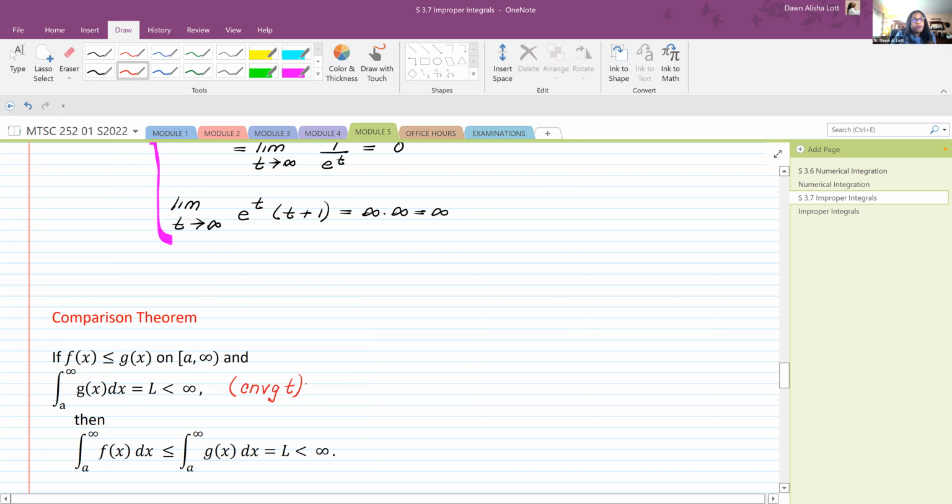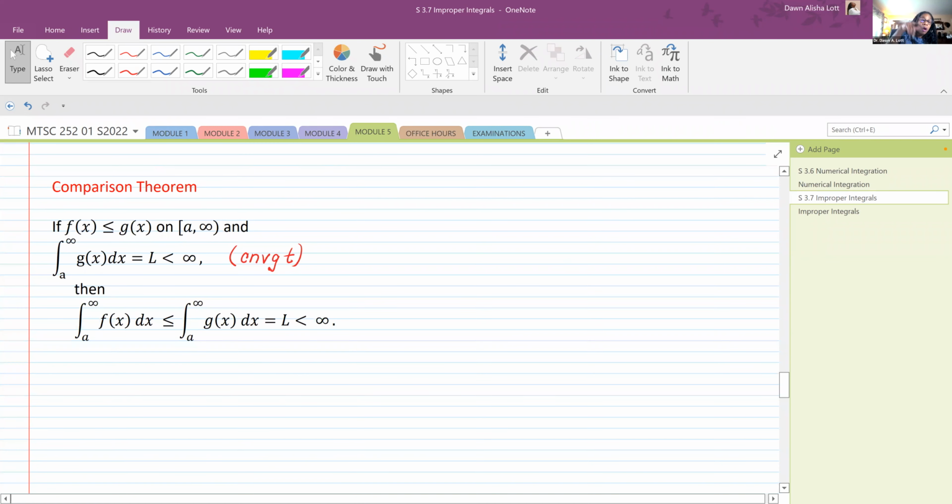Then the integral from a to infinity of f, which is smaller than the integral from a to infinity of g, which we said equaled L, forces the integral of f of x to be convergent. All right, so now f of x converges. Okay, any question about that?